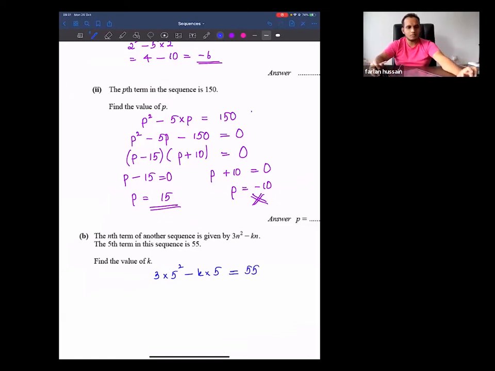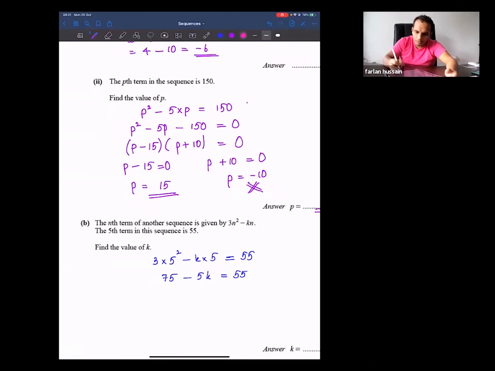So you construct an equation based on the facts they have given and then try to solve that equation to find the k. So 3 into 5 square. 5 square is 25. 3 into 25 is 75. 75 minus 5k is equal to 55. So how do you solve this equation now?